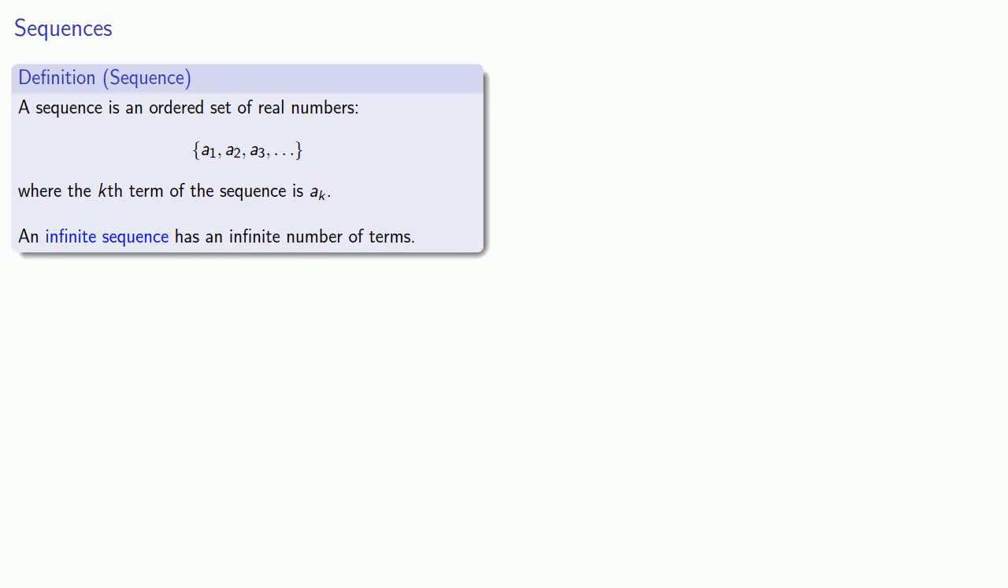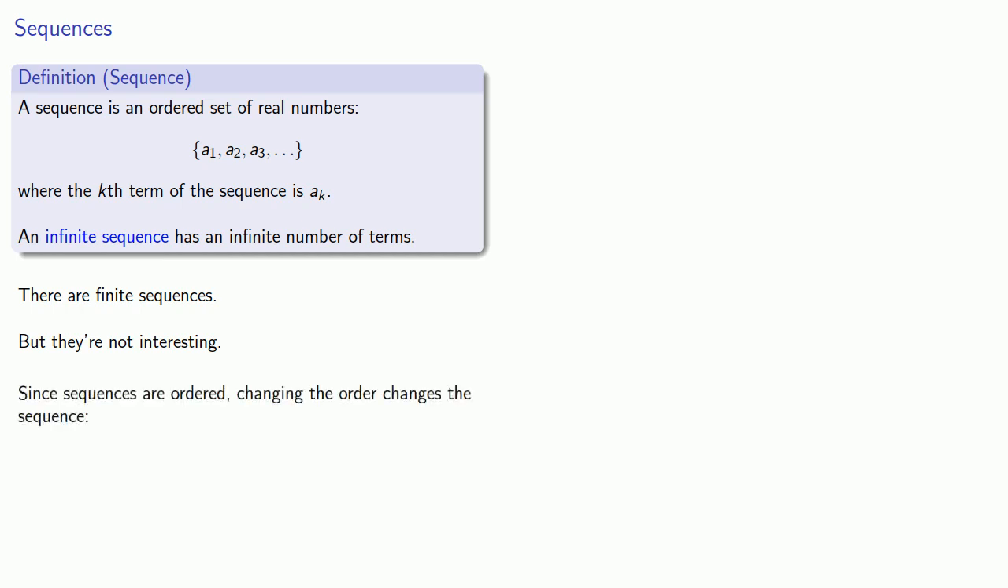A sequence is an ordered set of real numbers where the kth term of the sequence is designated a sub k. This set could be finite or infinite, so there are finite sequences, but they're not very interesting. Since sequences are ordered, changing the order changes the sequence.